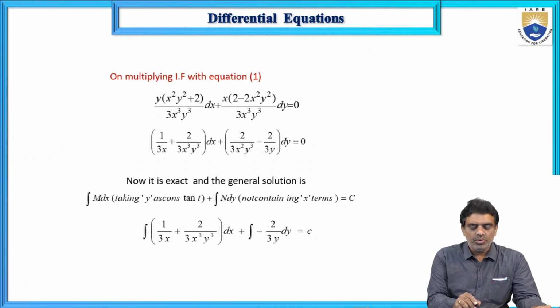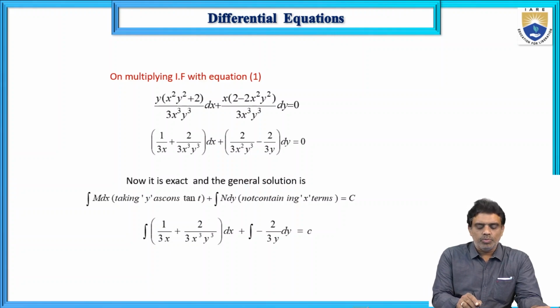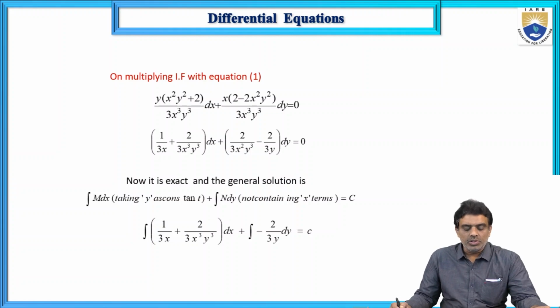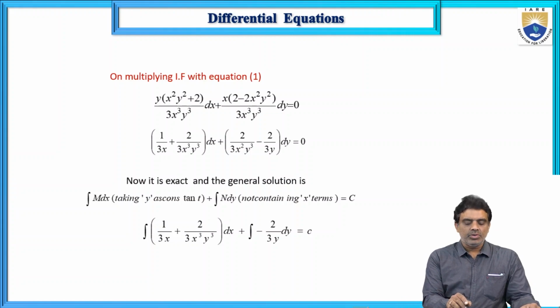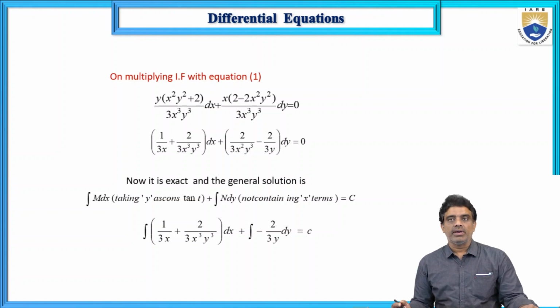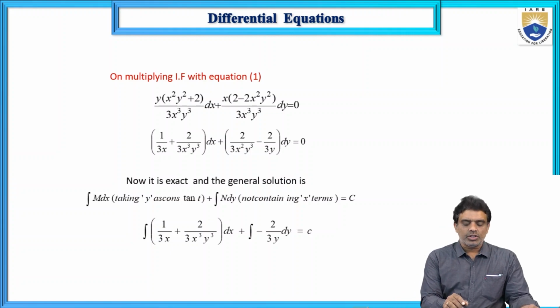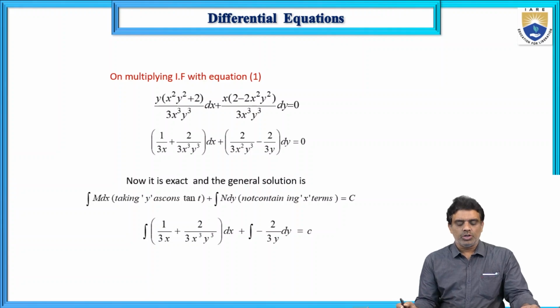Now, on multiplying the integrating factor with equation number 1, what will we get? y into x square y square plus 2, multiplied by 1 by 3x cube y cube, with the M. So this will be in the denominator, into dx, plus x into 2 minus 2x square y square by 3x cube y cube dy is equal to 0.